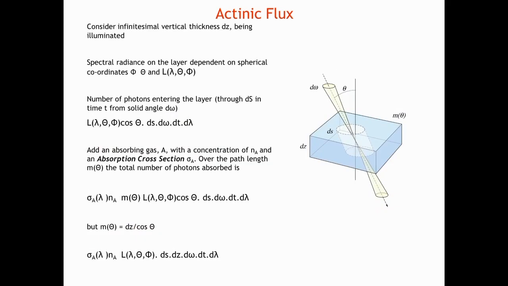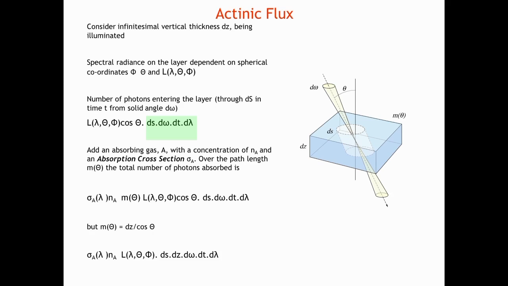And if you recall, the actinic flux is the solid angle integral. So you can see that the number of photons entering a layer is this L, dependent upon wavelength and the theta phi, times the cos phi, and the integral, and the increment ds d omega dt d lambda. So across all of the lambdas, space and time coordinates. And you multiply that by the absorption cross-section and the quantum yield. We'll go back into the quantum yield in a second.